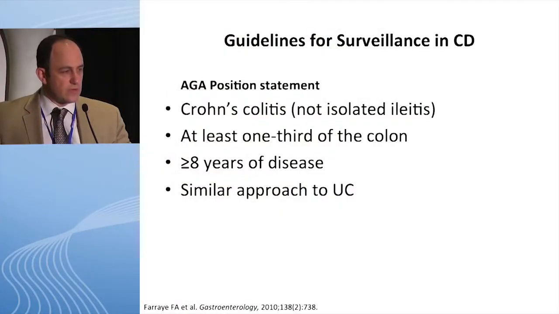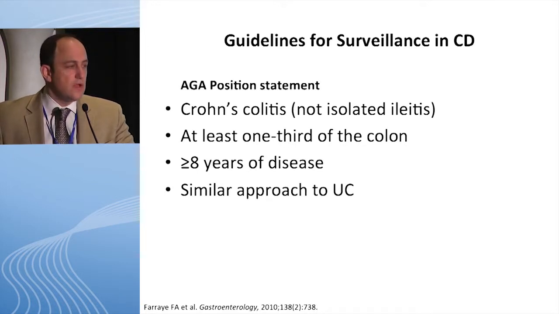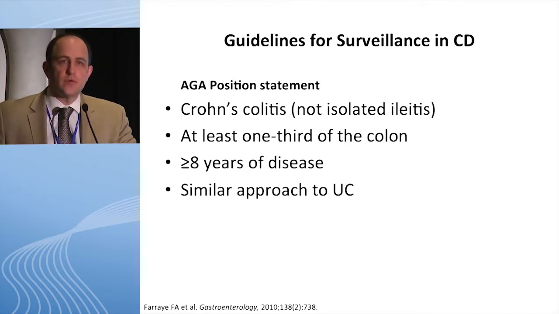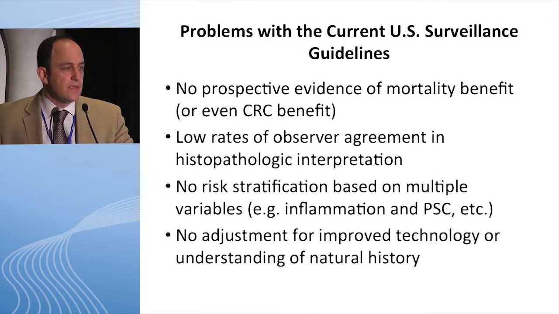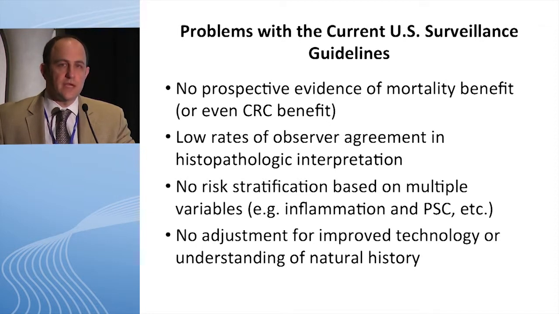If you wanted to know about Crohn's, there's an AGA position statement that says that for Crohn's of the colon, when it's at least 1/3 of the colon, your approach is similar to UC. So that's where currently these things stand in the U.S. And I would suggest to you that this is a bit out of date when you see the rest of the data that we know. First of all, we still don't have any prospective evidence of mortality benefits, so the oncologist would shrug at what we're trying to do here.